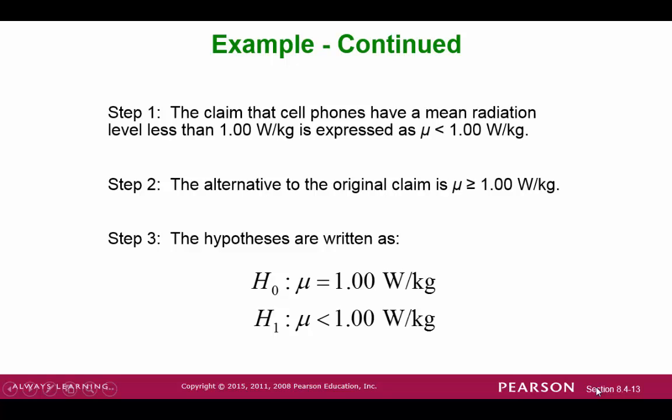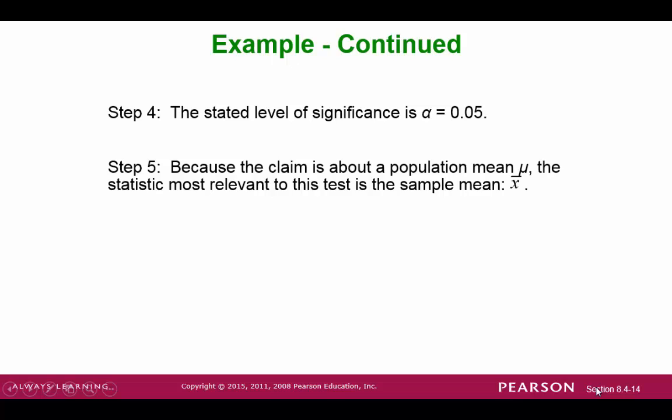So the first three steps is to establish the null and alternative hypothesis. The claim is that mu is less than 1 watt per kilogram. So the opposite of that is mu is bigger than or equal to 1. Remember that bigger than or equal to contains a condition of equality, so the null hypothesis can be mu is equal to 1. And then the alternative hypothesis, mu is less than 1. So we have a 0.05 significance level, and we will be using a t-test for this.